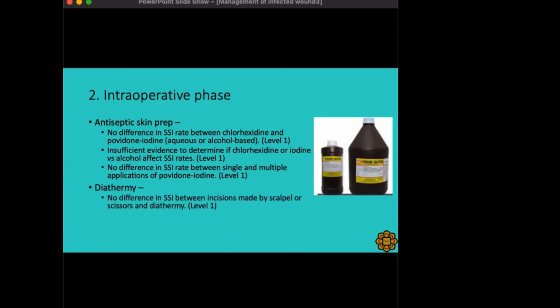Diathermy, no difference between incisions made by scalpel or diathermy. There's not enough evidence comparing diathermy and laser or harmonic scalpel.